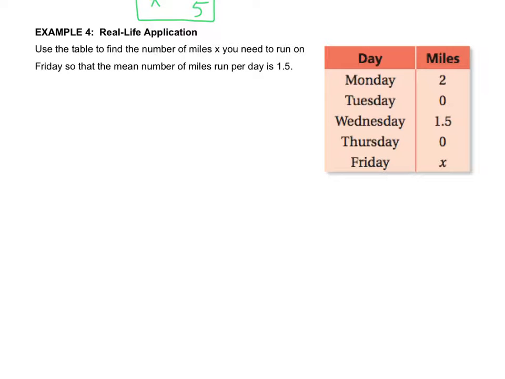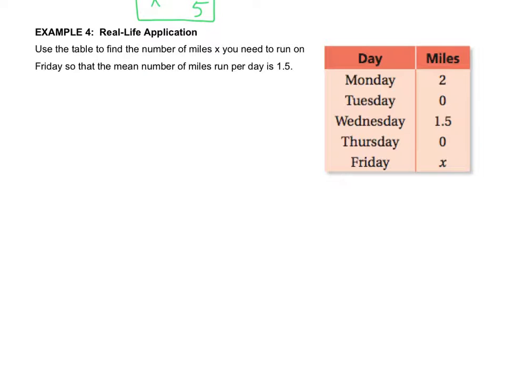Lastly, we have a real-life application where we can see a table to the right that's talking about the number of miles that you run on a given day, Monday, Tuesday, Wednesday, Thursday, or Friday. So this one, if I read through the directions up at the top, it's saying they want to know the number of miles X that you need to run on Friday to get to the mean of 1.5 per day for the week. Okay? So this is an average question. We know mean means average.